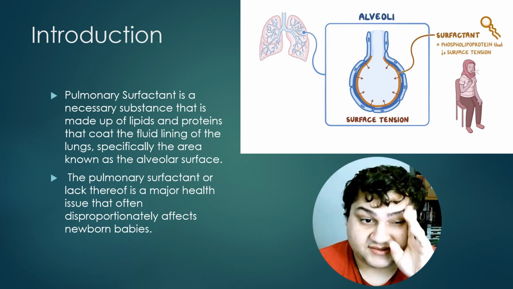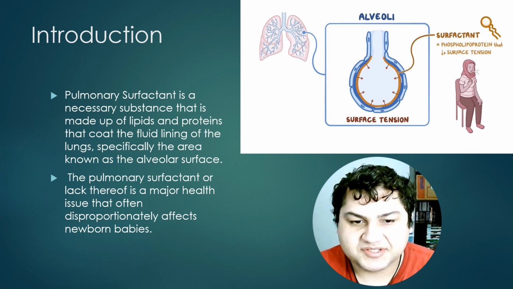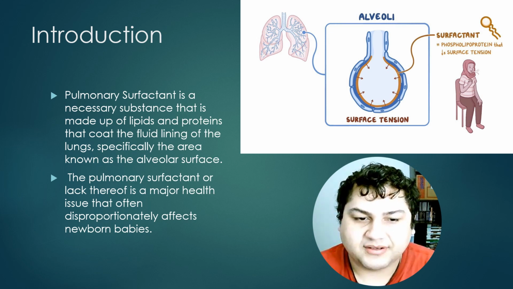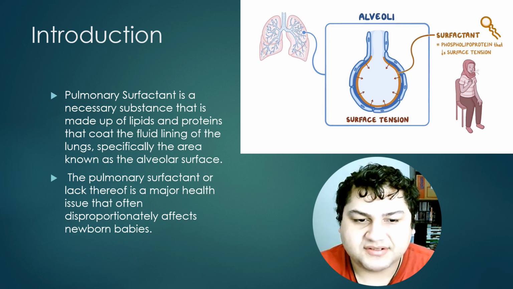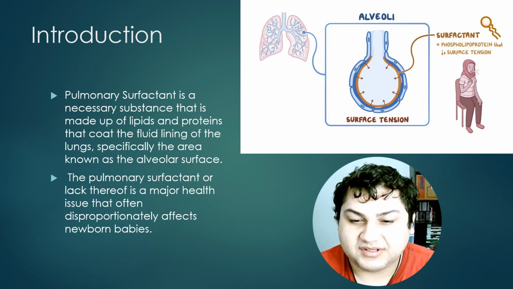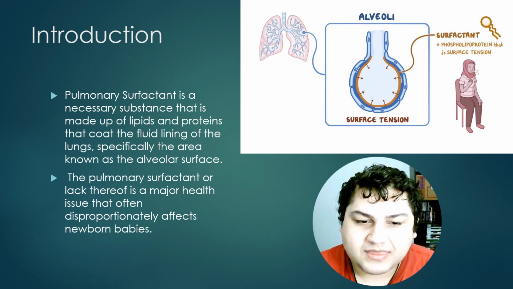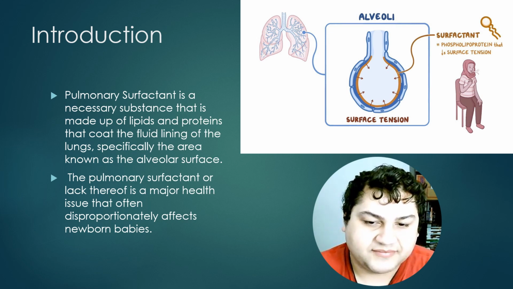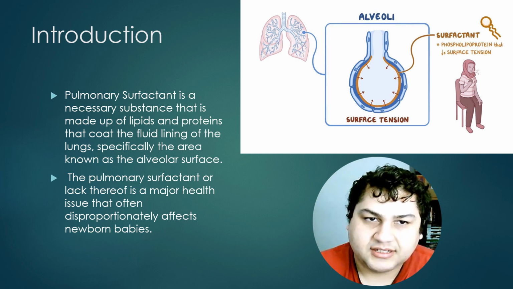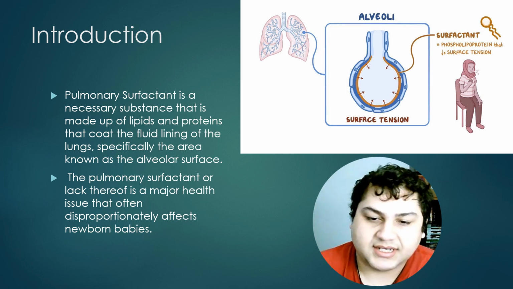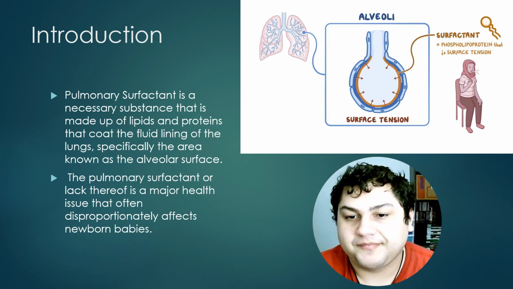Pulmonary surfactant is a necessary substance made up of lipids and proteins that coat the fluid lining of the lungs, specifically the area known as the alveolar surface. The pulmonary surfactant, or lack thereof, is a major health issue that often disproportionately affects newborn babies, or neonates, and could lead to a condition called respiratory distress syndrome.